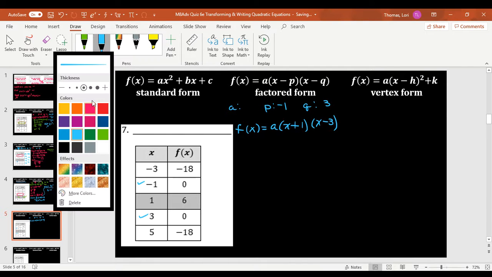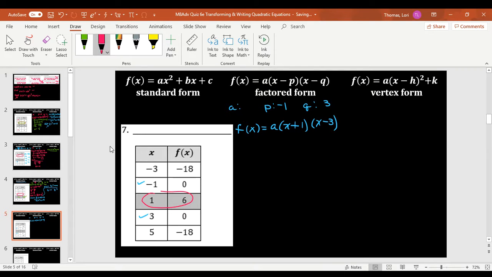Now let's choose a point, one that we've not used. So we've already used these two. So I'm just going to use 1, 6, the vertex, 6 for f of x, 1 for x. Now let's simplify. We have a times 1 plus 1 times 1 minus 3. That gives us -4 times a. And now we're going to solve by dividing each side by -4. My a value, please do not turn it into a decimal, gives me -3/2.